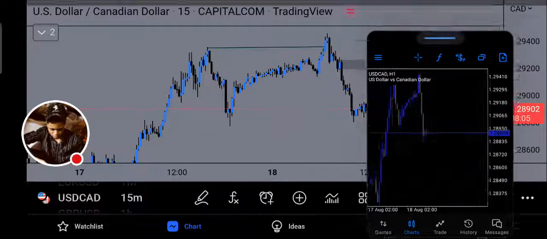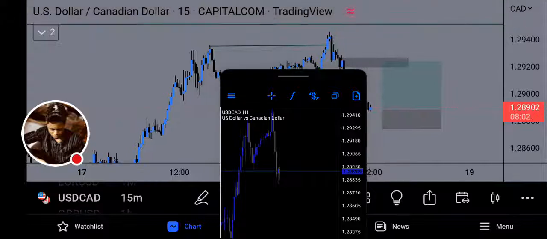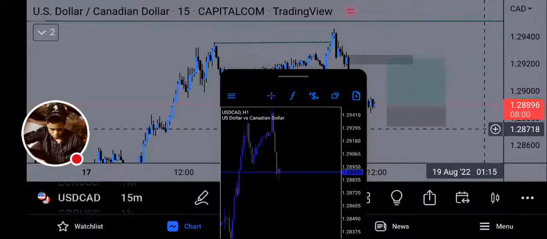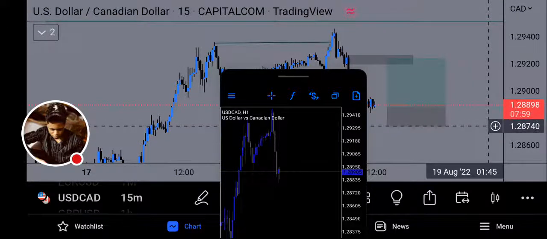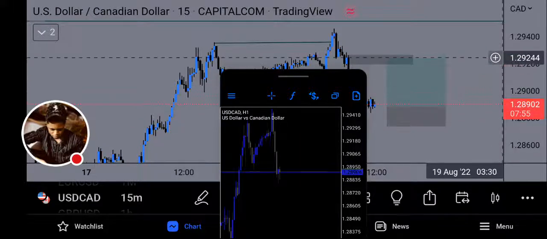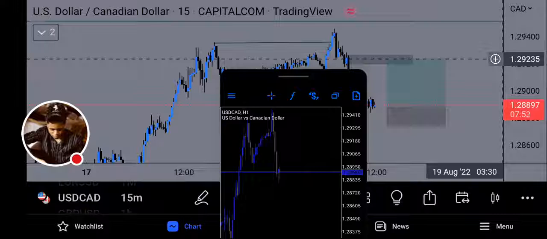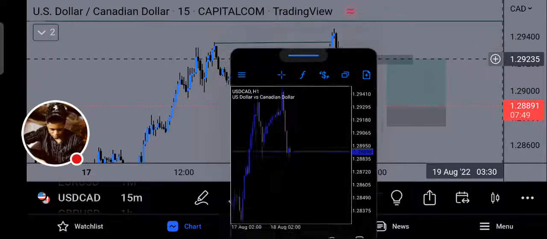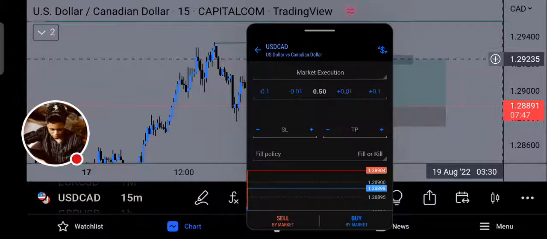So where will our stop loss be? Basically our stop loss is around this place. Our stop loss is here, 1.28740. So we're buying USD currently.